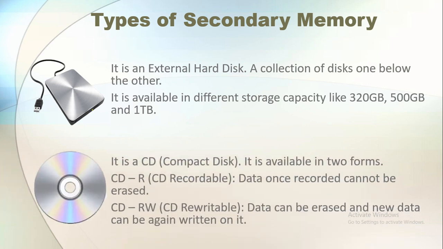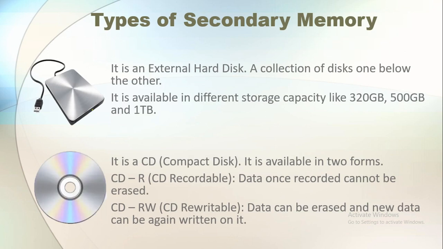CD, it is called compact disk. It comes in two forms. Okay, CD recordable and CD rewritable. CD recordable means recordable CD. In a recordable CD, once the data is recorded, it cannot be erased. And in rewritable CD, once the data is recorded, it can be erased and the new data can be recorded again. That is why it is called rewritable, means the data can be rewritten into that CD.